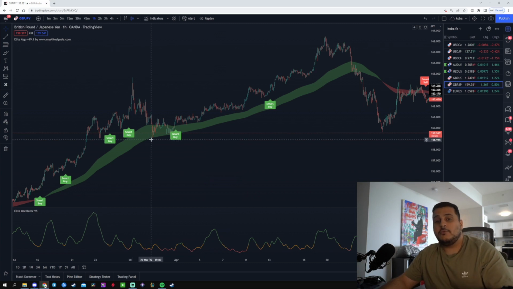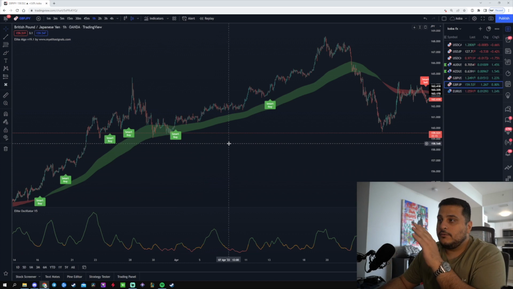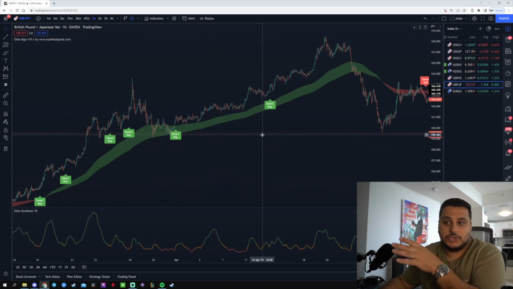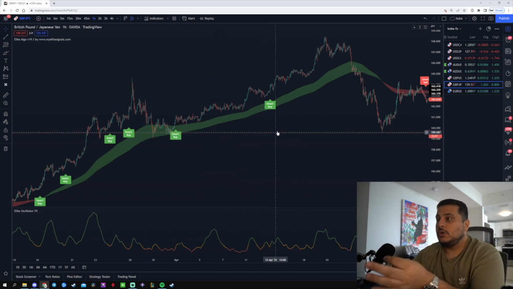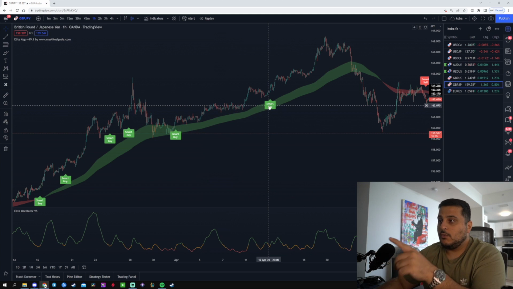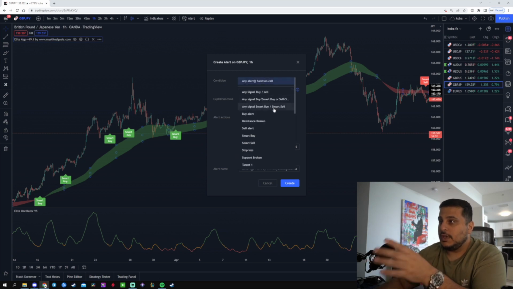Now, if you're a really busy person and you don't have time to be looking at the chart all day, waiting for a buy or sell signal to pop up in your chart, you can also set alerts if you have TradingView Pro. Let me show you guys exactly how to do that. So what you want to do is you simply just want to right click one of these buy signals or sell signals. And then you want to click add alert. Now from here, you want to make sure that you have EliteAlgo selected at the top. And under this section, you want to go ahead and pick any signal, smart signal or smart sell.